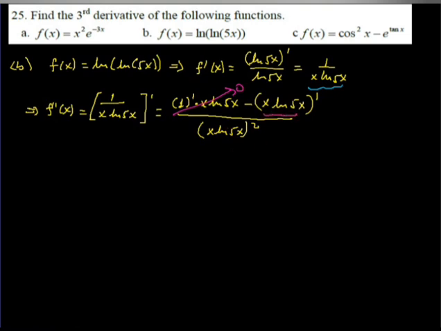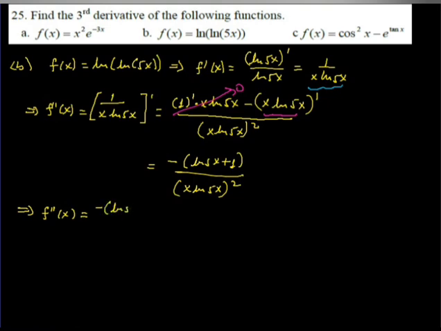So the result becomes the negative of ln 5x plus 1 over x ln 5x the whole square. This is our second derivative. I'm just jumping a few steps. So minus of ln 5x plus 1 over x ln 5x the whole square is the second derivative.